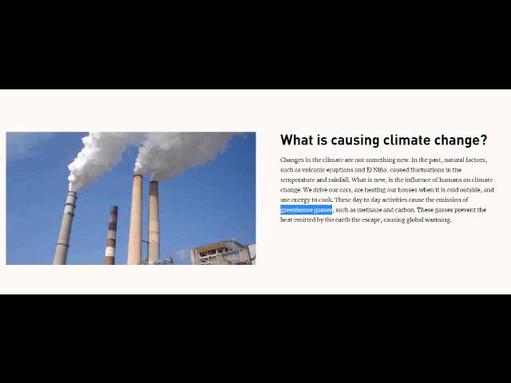So for instance here we've got what is causing climate change. Changes in the climate are not something new. In the past, natural factors such as volcanic eruptions and El Niño caused fluctuations in temperature and rainfall. What is new is the influence of humans on climate change. We drive our cars, heating our homes when it's cold outside, and use energy to cook. These day-to-day activities cause the emissions of greenhouse gases such as methane and carbon. These gases prevent heat emitted by the earth from escaping, causing global warming.